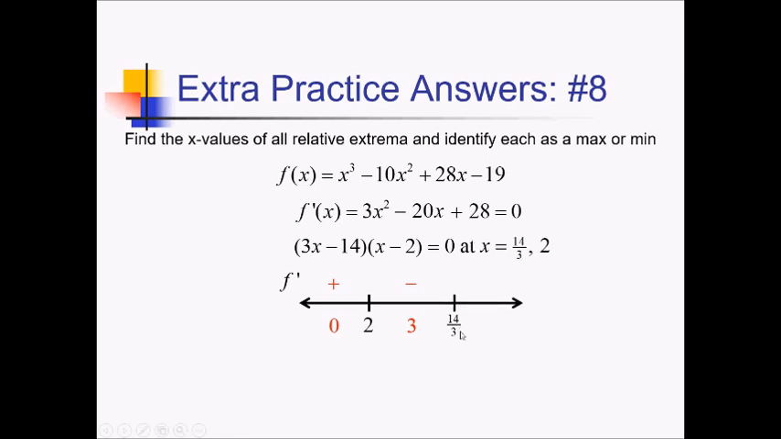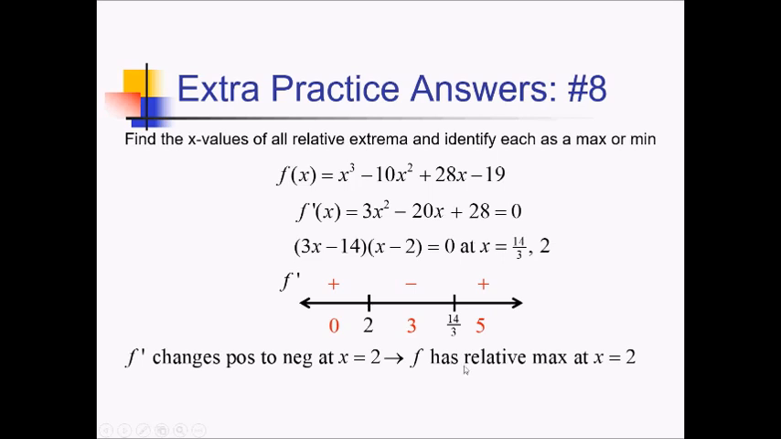And then bigger than 14 thirds, well, how about 15 thirds, aka 5? So that's going to be 15 minus 14, which is positive. 5 minus 2 is positive, so overall positive. And I notice the f prime is changing positive to negative at x equals 2. So that means f has a relative max at x equals 2. F prime changes negative to positive at x equals 14 thirds. So that's the location of a relative min.